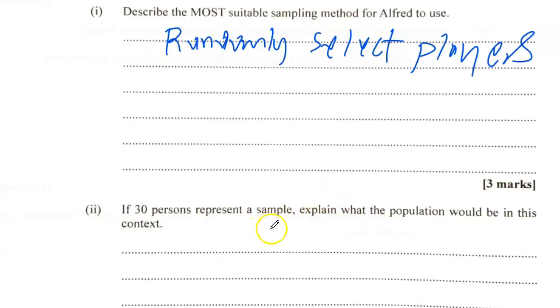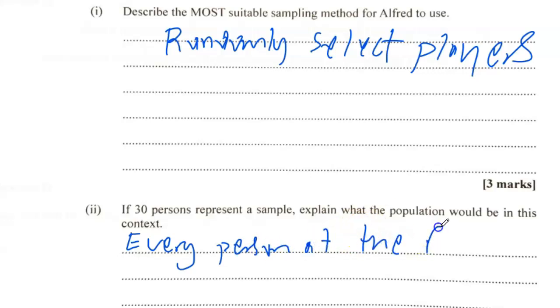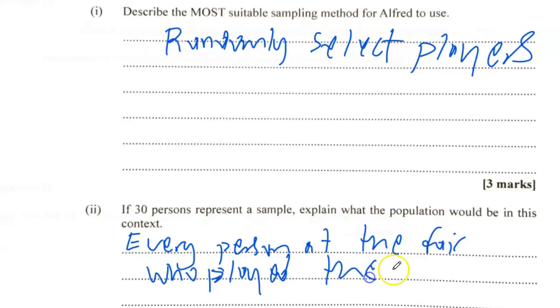If 30 persons represent a sample, explain what the population would be in this context. The population would be every person at the fair who plays the game. Alright, so that's the population there. Everyone at the community fair that played the game, and of course he selected a random sample of 30 of them.